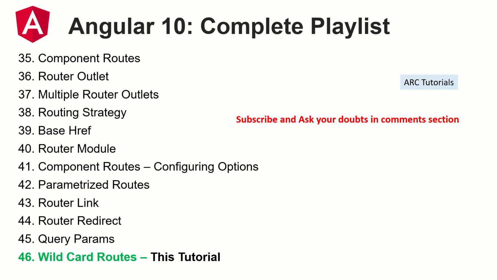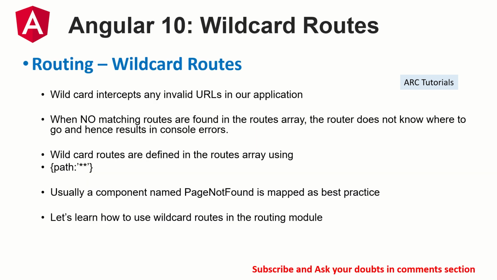Today is part 46, where we are learning about wildcard routes in this tutorial. Alright, so what are wildcard routes? Wildcard routes are nothing but whenever a user enters a route which is invalid, or something which does not exist, or kind of a 404, which does not exist in your application. The wildcard will intercept that particular route which is not available in your application, and then we can always specify what it should do.